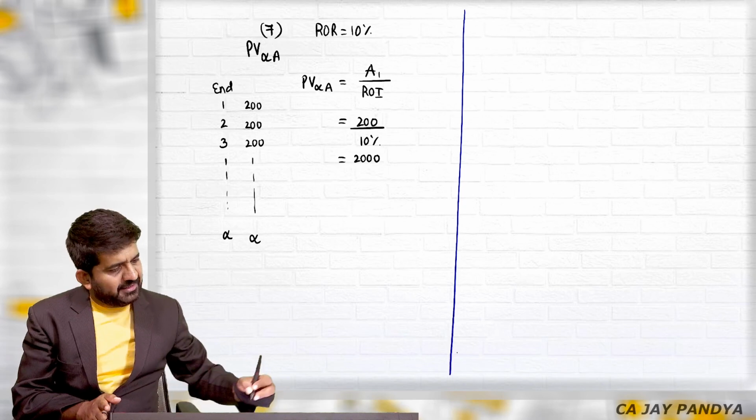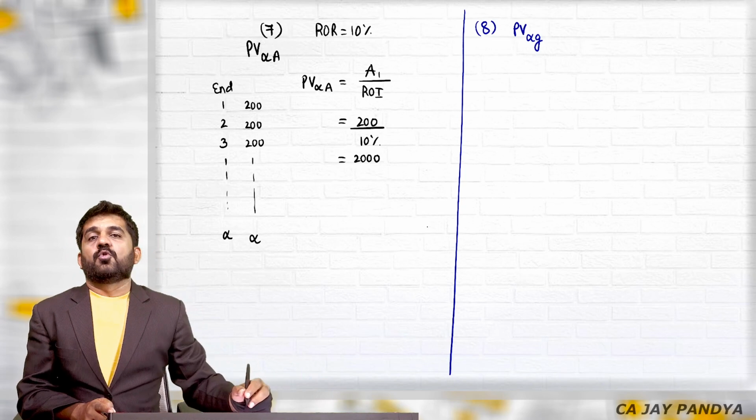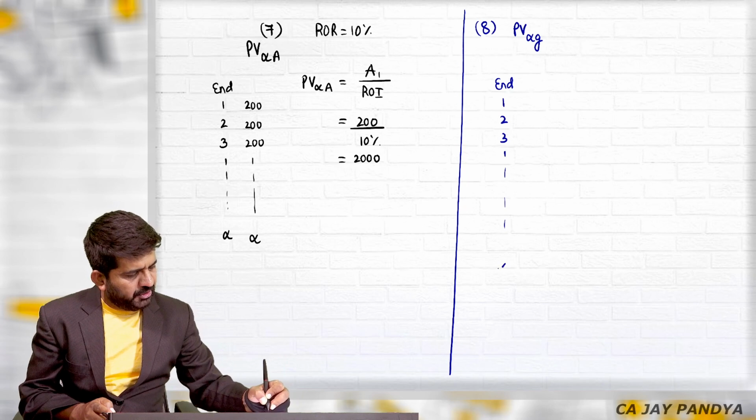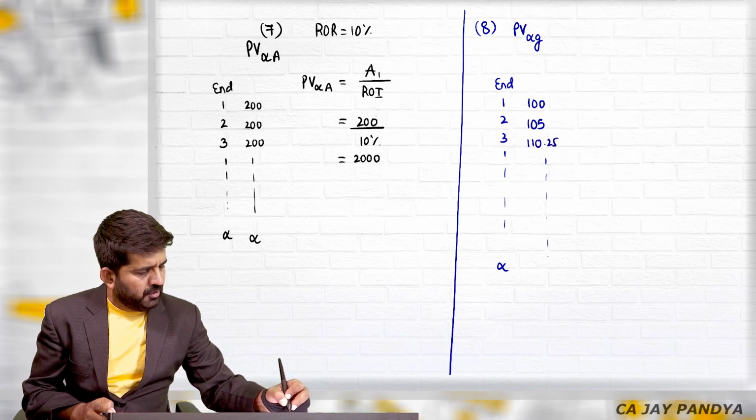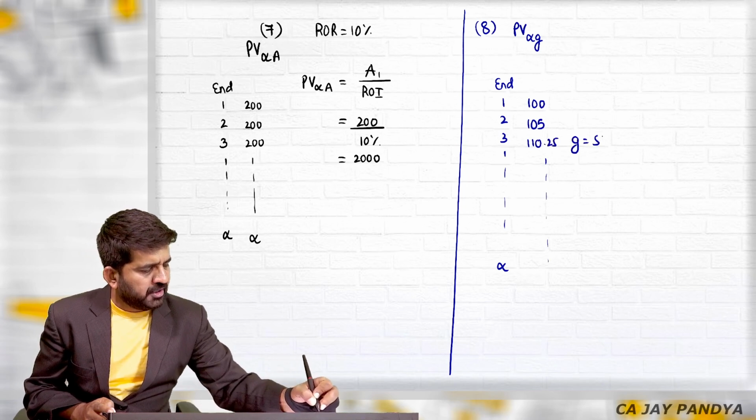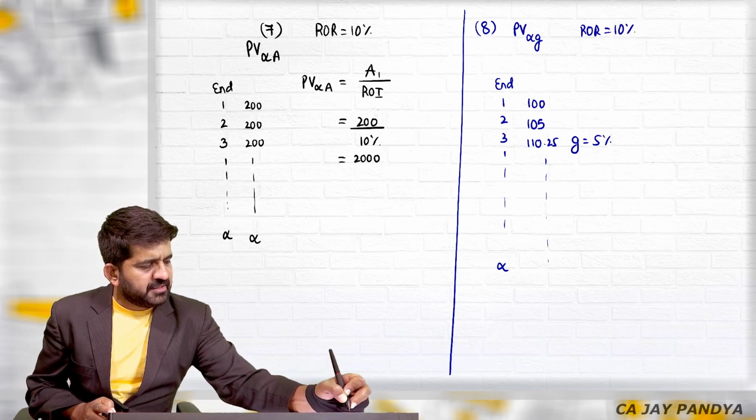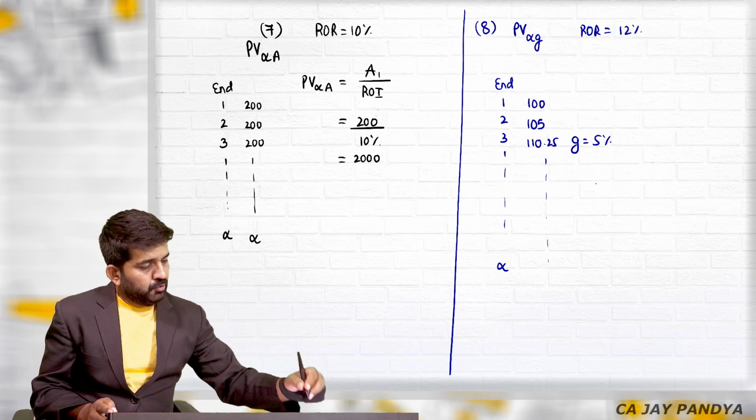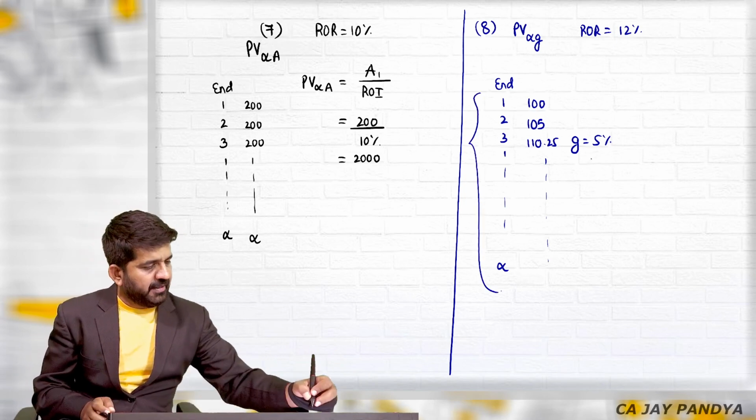And eighth category of question is present value of infinite cash flow with growth. Say at the end of first, second, third year up till infinity, the cash flow is 100, 105, 110.25, which is increasing at a growth rate of 5%. If required rate of return is 10%, let me take a different figure, 12%. How to find out present value of all this cash flow which is growing at 5%?